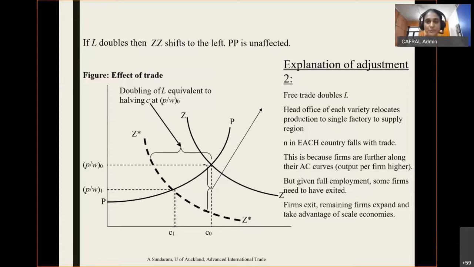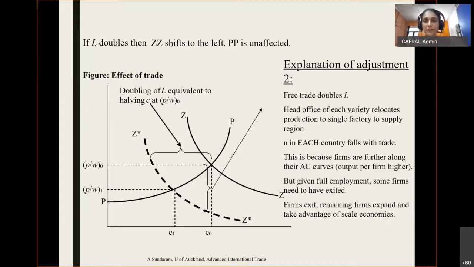Each firm is producing more, which means it is more competitive because average cost is lower when you are producing more. So average cost is going down. That means prices have also gone down in equilibrium. Okay? So firms are further along their average cost curves. Output per firm is higher. So what are we saying ultimately? We're saying that with international trade, each firm is producing a lot more.